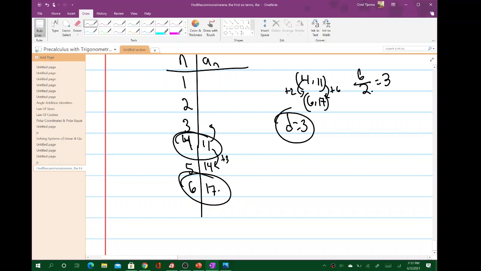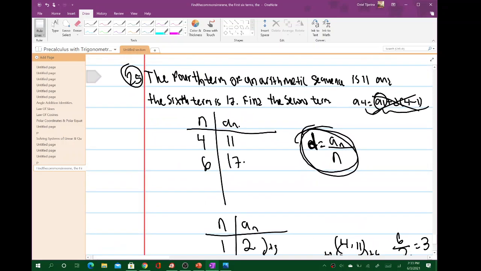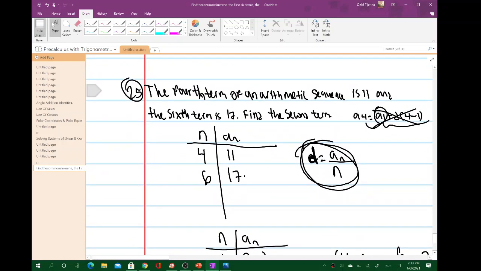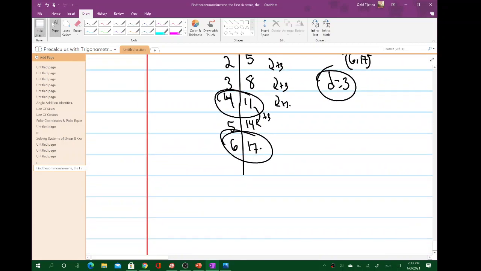So as I go back up, I'm going to have to subtract 3, because every time I go down, I'm going to do plus 3, plus 3, plus 3, plus 3, right? So that means as I go back up, I'm going to subtract 3, okay? So 11 minus 3 is 8, 8 minus 3 is 5, and 5 minus 3 is 2. So the answer to this one, if I want to know the second term, A sub 2 is just equal to 5.